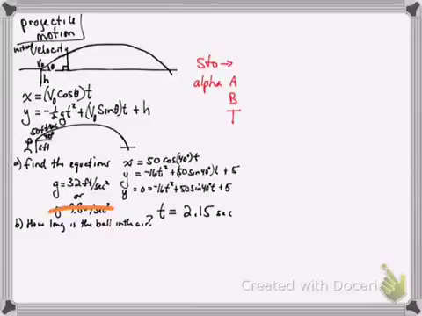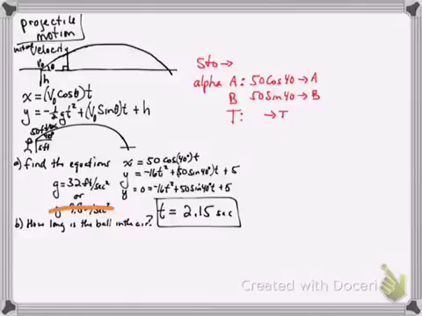And so basically what I did was 50 cosine 40, and I stored that into A. And then I took 50 sine 40, and I stored that into B. And then finally, when I did the quadratic formula, I just stored that into T. So when I got the answer down here, for T equaling 2.15 seconds, I stored that into T, in case I needed it again, which I do eventually. So that came in handy.